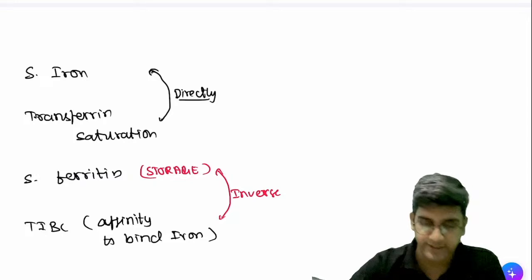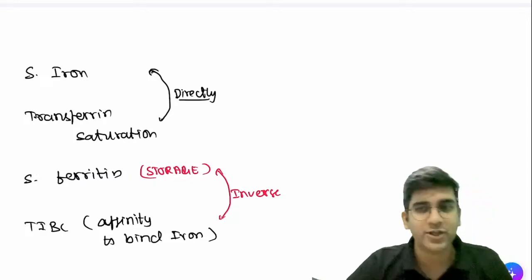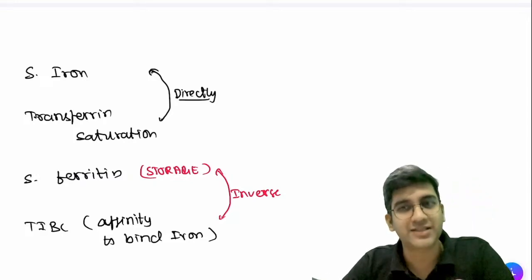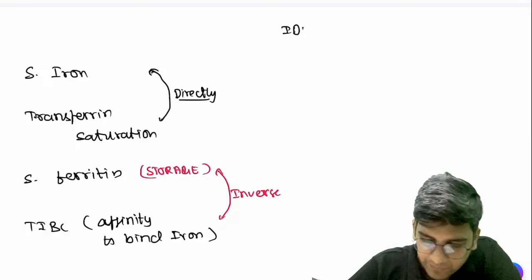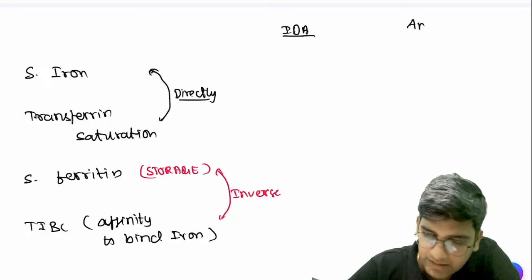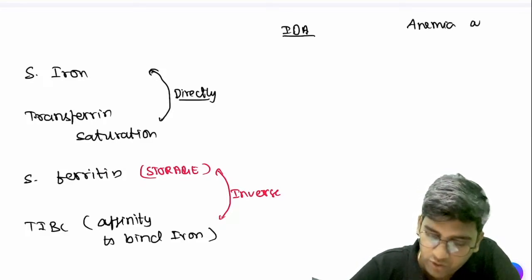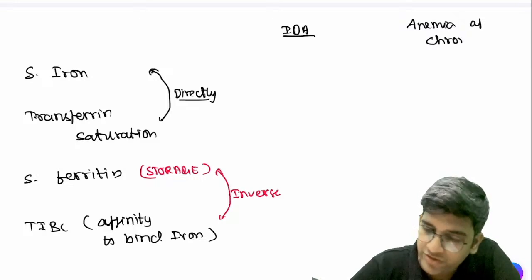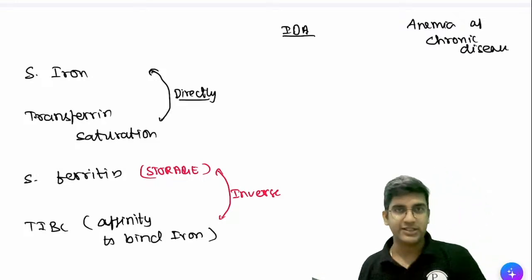Then now let's come to diseases, because it makes it very easy here. There are two diseases where iron profile is a must. One is IDA, other is anemia of chronic disease. These are the only two diseases which are very, very essential. In other diseases, it's not that essential, fine?